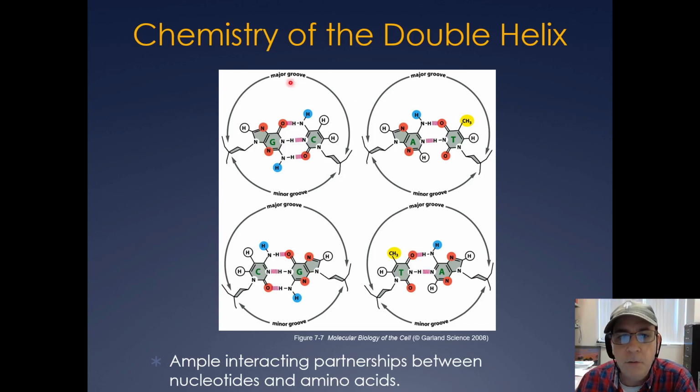So if you look down the helix, you can see that there are H-bond donors, H-bond acceptors, and methyl groups, and these can exist in the major groove, depending on the base pair. This is a GC base pair, an AT base pair, a CG base pair, and a TA base pair. The exposure of these in the major groove, and sometimes even in the minor groove, provides nice binding sites for amino acids, so that transcription factors can come in and associate with the DNA in a sequence-specific manner. Okay, and that's key there, in a sequence-specific manner.